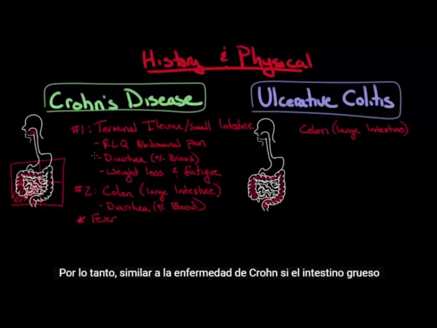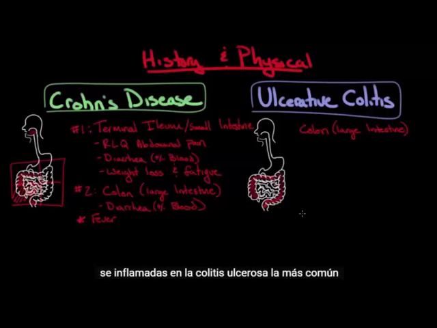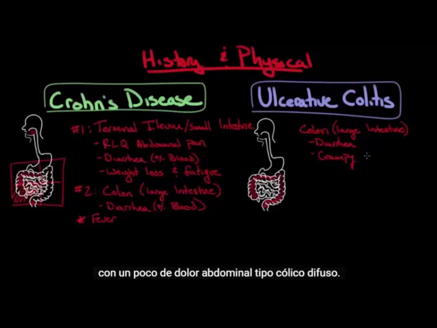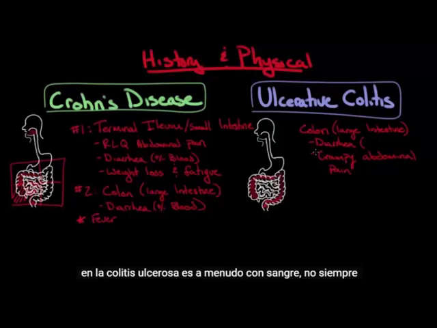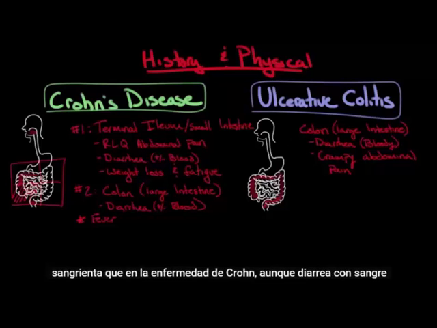So similar to Crohn's disease, if the large intestine is inflamed, in ulcerative colitis, the most common presentation is diarrhea with some diffuse, crampy abdominal pain. And it's also important to note that this diarrhea in ulcerative colitis is often bloody. Not always, but fairly frequently bloody, and it's more frequently bloody than in Crohn's disease, although bloody diarrhea can occur in either type of inflammatory bowel disease.